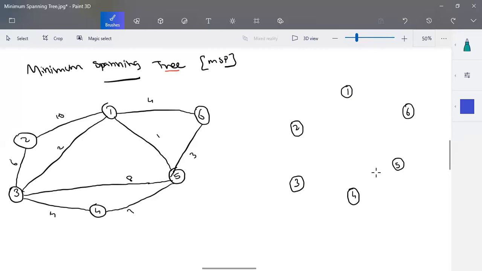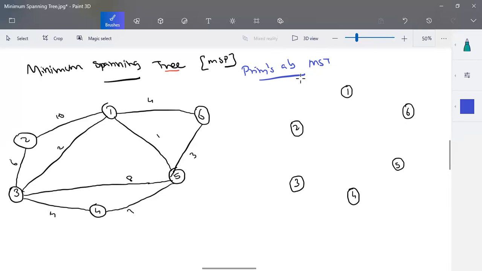To find all possible spanning trees. Okay, so we have two algorithms that are helpful in finding a minimum spanning tree. The first algorithm is Prim's algorithm for finding a minimum spanning tree. Prim's algorithm starts from a source node.